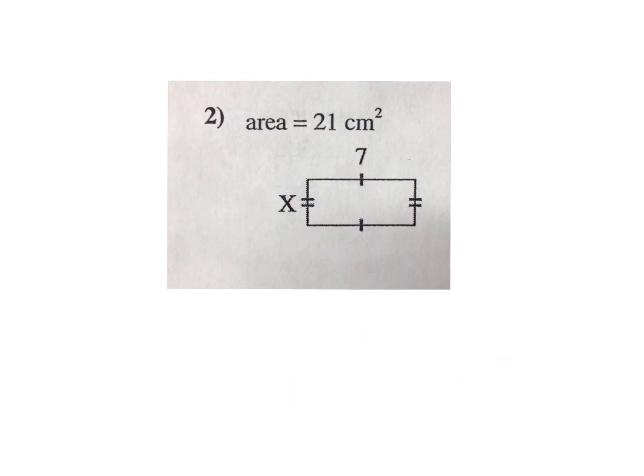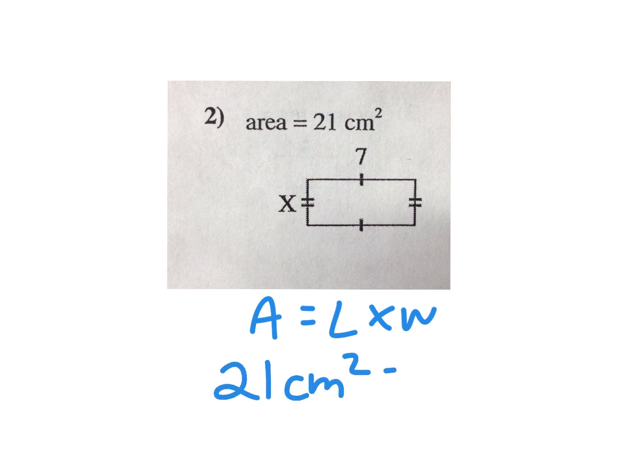Here's another example, remembering that area equals length times width. You've got the total area of 21 squared centimeters. You've got one side that's 7 centimeters. What's that other side? They're calling it X, but it's our mystery side. You've got to think about 7 times what makes 21, and 7 times 3 is 21.